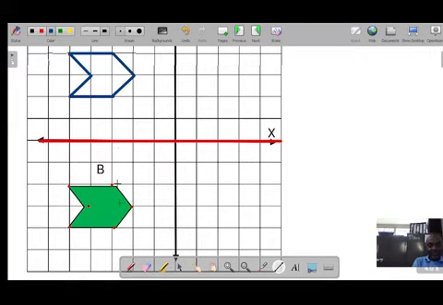I hope we are together. Now this was letter B for the object. What about my image now? It's going to be letter what? Letter B prime. So this is my B prime, like I told you. That's my image. I hope we are together, but we have to proceed.